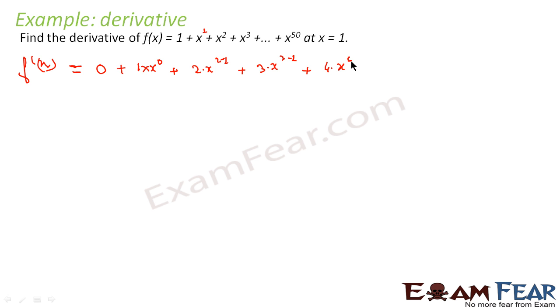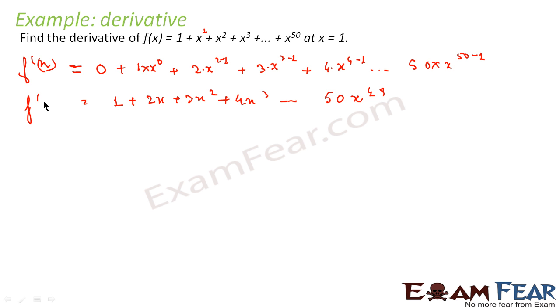x to the power 4, this becomes 4 into x to the power 4 minus 1. Dot dot dot. x to the power 50, this becomes 50 into x to the power 50 minus 1. So this becomes 0 plus 1 plus 2x plus 3x square plus 4x cubed dot dot dot 50 into x to the power 49. This is nothing but f dash of x.